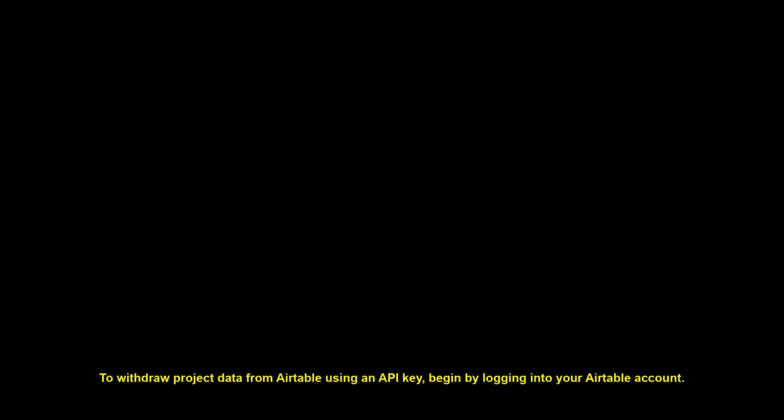Step by step clearly. To withdraw project data from Airtable using an API key, begin by logging into your Airtable account. Navigate to the API section on the Airtable website. Select the base that contains the project data you wish to access. Locate your API key in your account settings under the API section. Copy your API key to your clipboard.